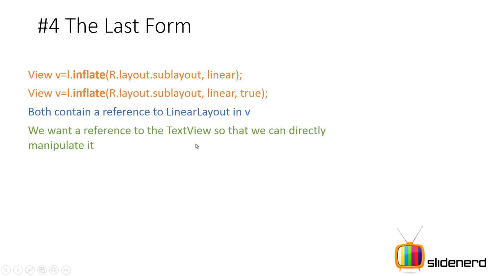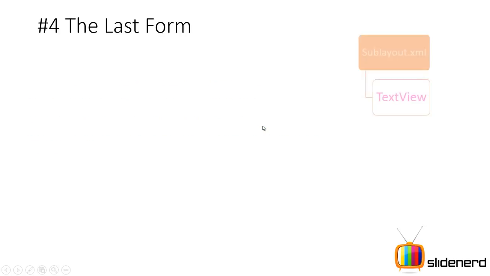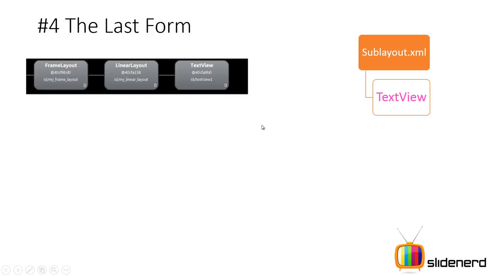Now, what do I mean by directly manipulate it? I want to directly call v.setText. I don't want a linear layout here, and then say linearLayout.findViewById text view and then try to manipulate the text view. I don't want that. I want a direct reference to the text view, right? Second problem is something like this. It's not a problem, it's an issue.